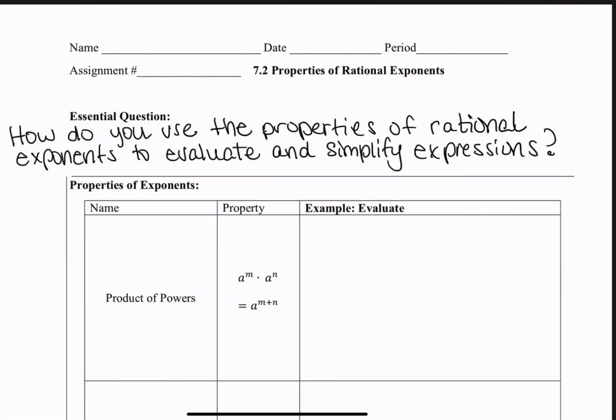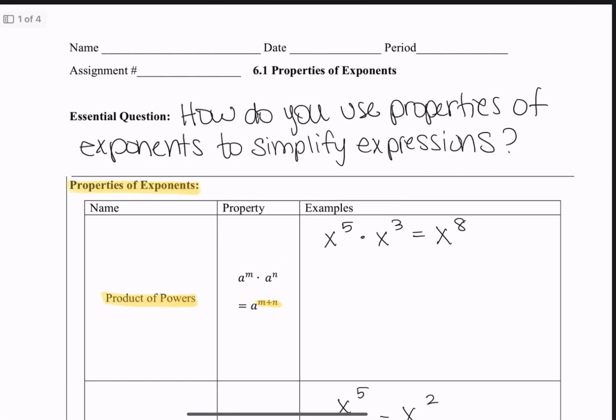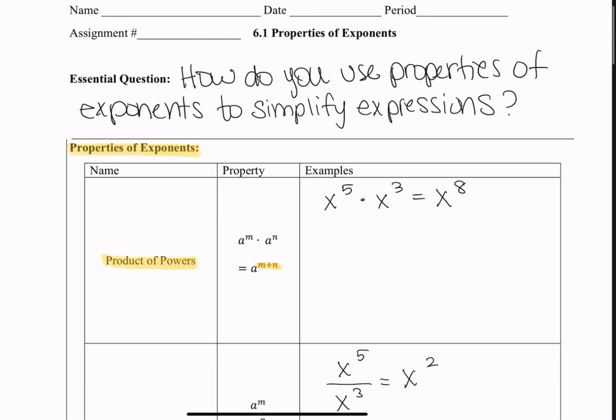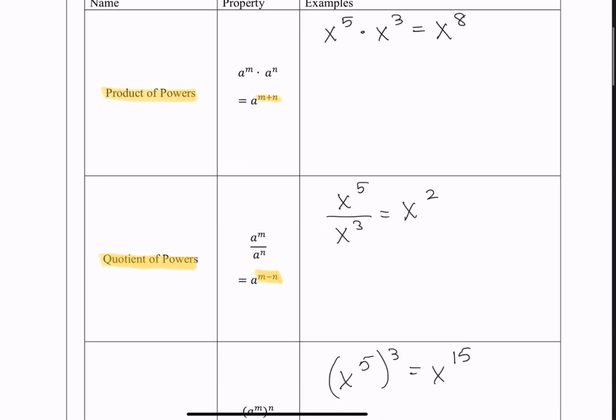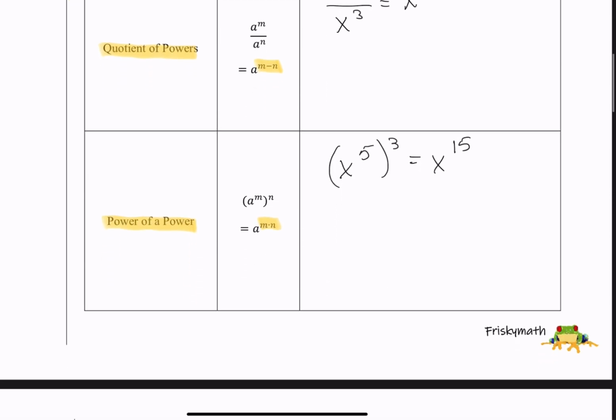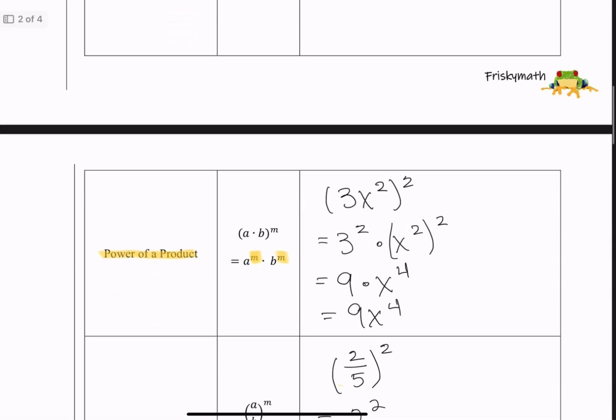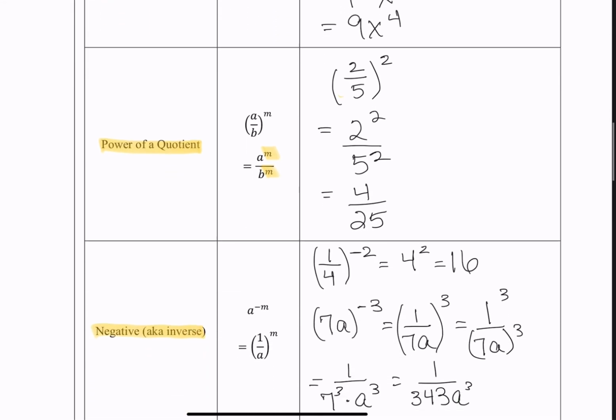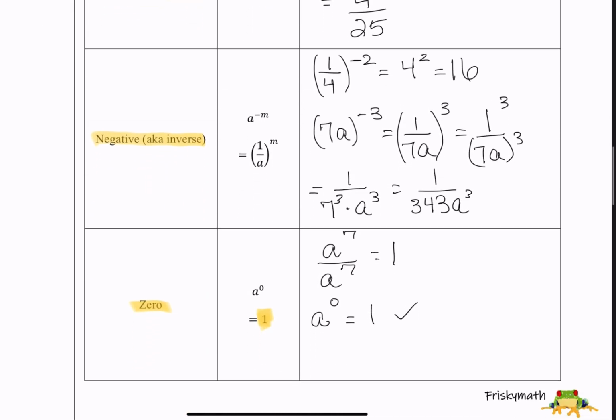7.2 Properties of Rational Exponents. Your essential question: how do you use the properties of rational exponents to evaluate and simplify expressions? This is just a review of all the properties that we learned in Unit 6. So in 6.1, we learned all the properties of exponents, and today we're going to take all of these properties of exponents, the exact same ones, and we're just going to apply them now to rational exponents, meaning exponents that can be written as fractions or thought of as roots.